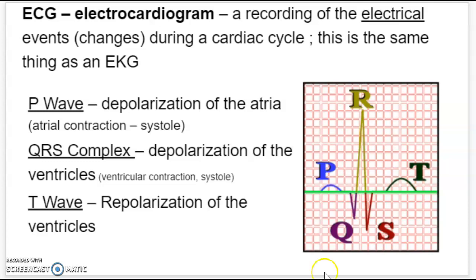So when you're looking at this EKG, this P right there is the depolarization of the atria. So it's the atrial contraction. And this QRS is going to be the ventricle contraction. And then the T is the repolarization of the ventricles.